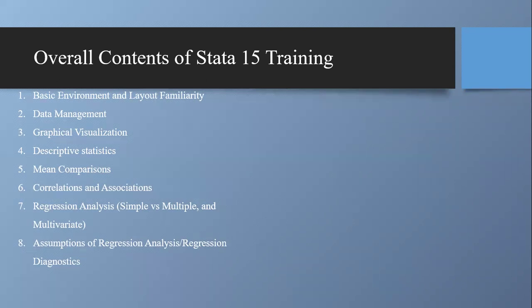If our assumptions are not fulfilled, the estimates that we have made from our regression analysis may not be worthwhile to interpret. So there are some assumptions that need to be met before we consider our estimates to be valid. So I will let you know what the assumptions are and how to check those assumptions using Stata 15, how to check the regression diagnostics using Stata 15.